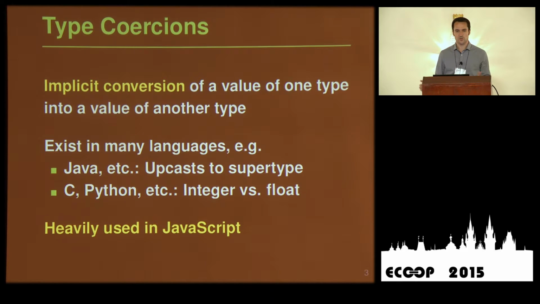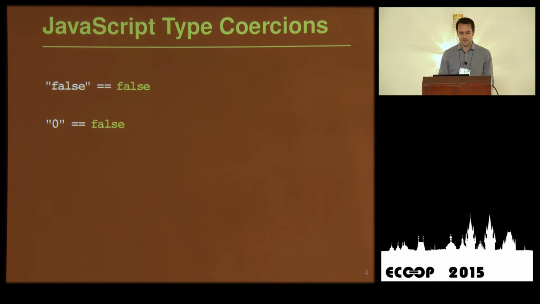But if you look at the spectrum of languages with respect to type coercions, then JavaScript has a very extreme position here because it makes very heavy use of type coercions. And as you might have heard elsewhere, JavaScript is infamous for having semantics of type coercions that are pretty complex and sometimes very confusing. I just want to show you a few examples.